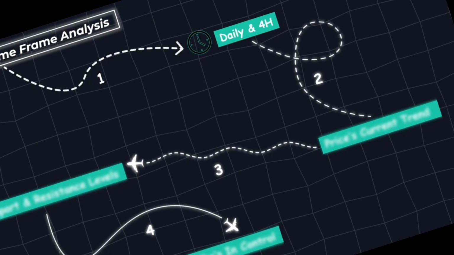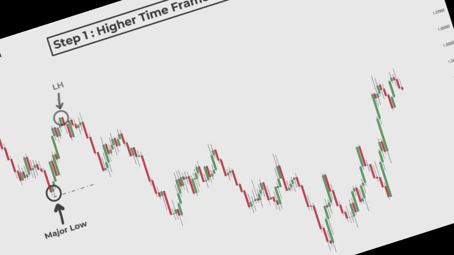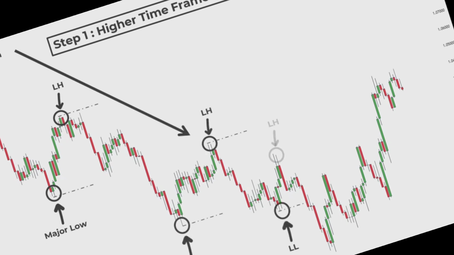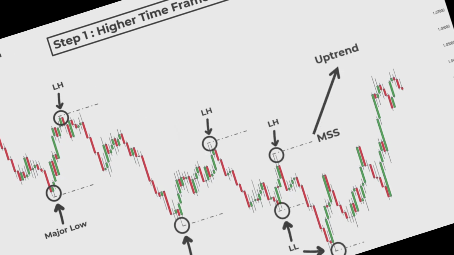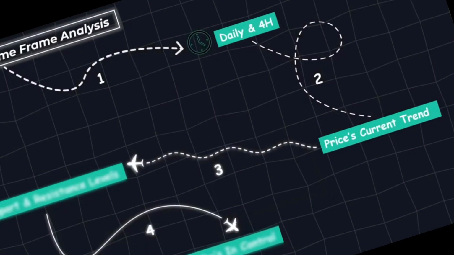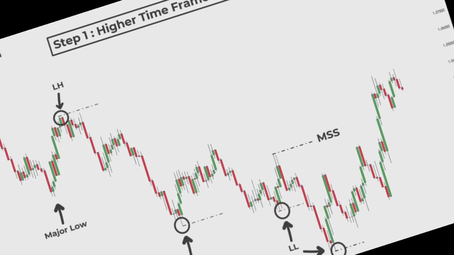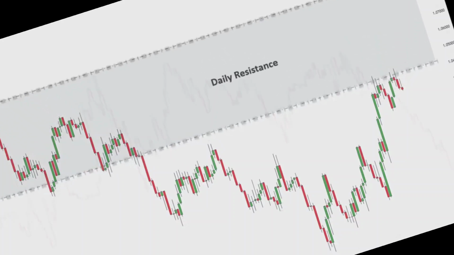What we should do is identify the price's current dominant trend, whether it's in an uptrend, downtrend, or range-bound. This helps you understand the market's overall direction. Along with that, you'll need to highlight key support and resistance levels on these higher time frames, especially on the daily chart. These levels act as critical points.